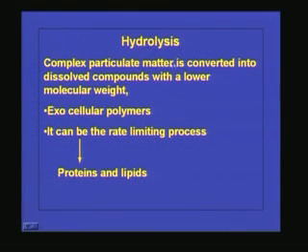So complex particulate matter is converted into dissolved compounds with lower molecular weight. This happens with the help of extracellular enzymes, and sometimes it can be the rate limiting process. If it is simple carbohydrates, hydrolysis will be very easy. But if the wastewater contains more proteins and lipids, hydrolysis can be the rate limiting step. Unless hydrolysis takes place, the other processes cannot take place, because the matter cannot enter the cell membrane. So we have to be careful about the nature of the wastewater coming into the system, and design accordingly.